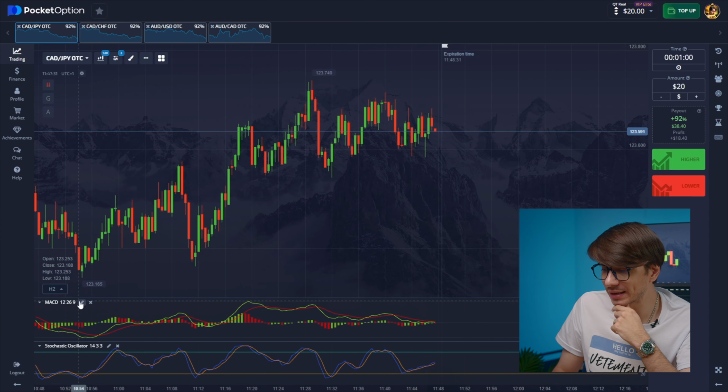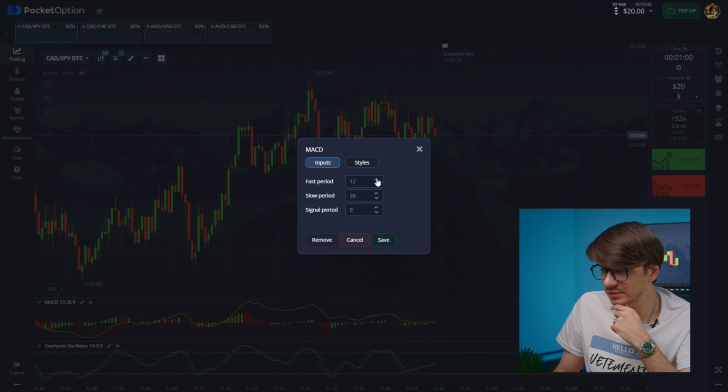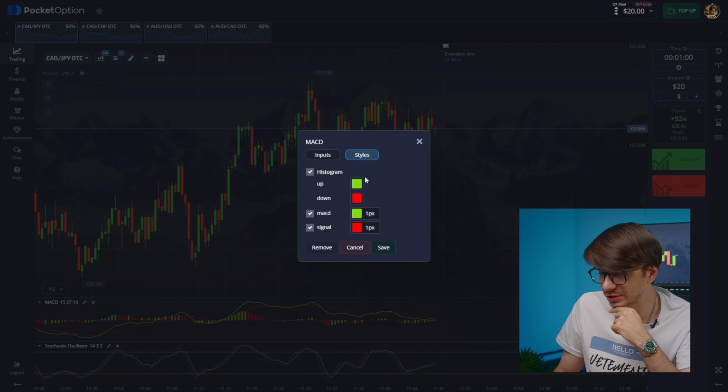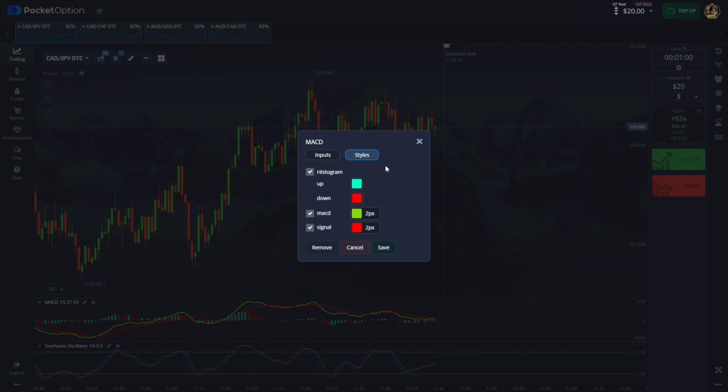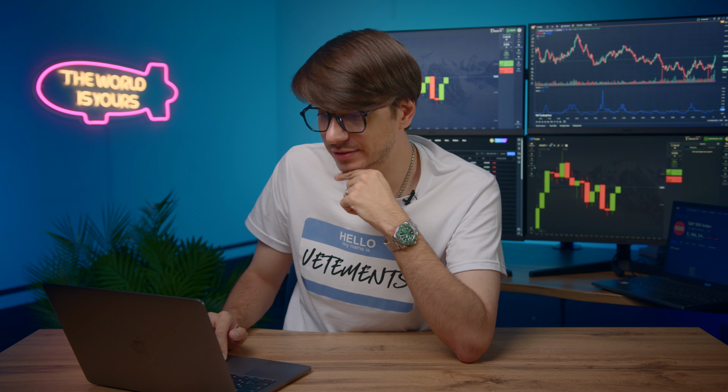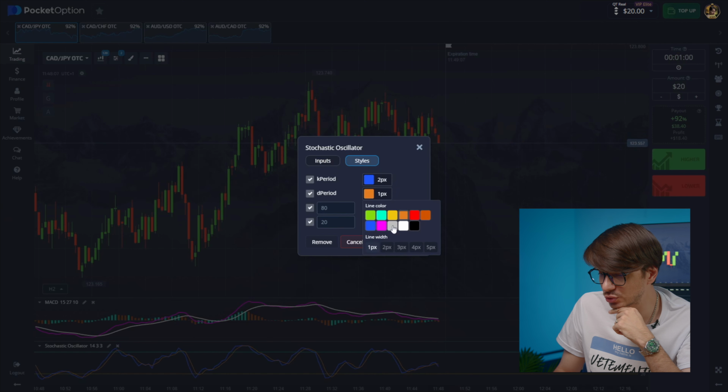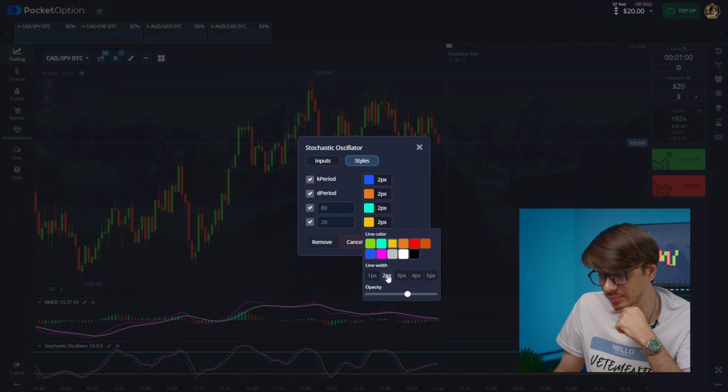Main settings for MACD. Okay, 15 here, 27 and signal period 10. Let's make it neat, make the lines thicker and brighter so nothing blends in and everything is clearly visible. Next, let's set up stochastic. Make all the lines thicker and choose brighter colors for the main lines, so we can see them clearly.